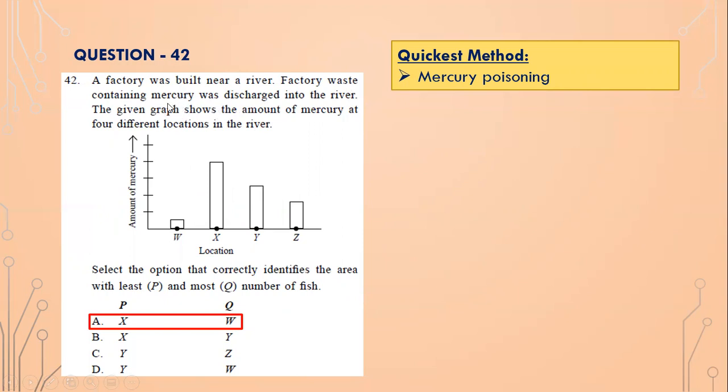Even if you ingest mercury, you could die. You could die within a few minutes. It is extremely poisonous. Humans, animals, even plants, it is an extremely poisonous substance.